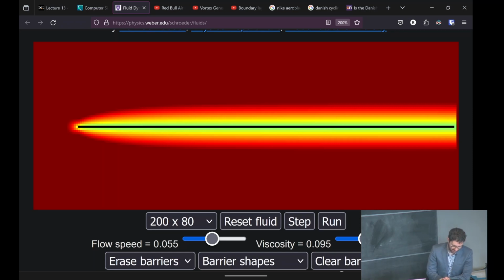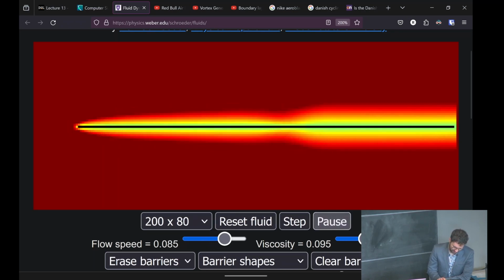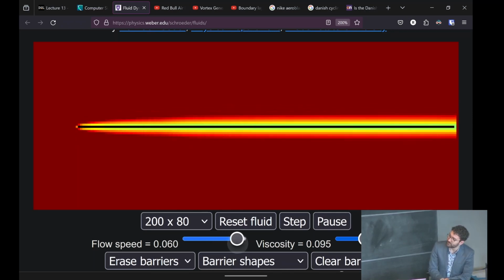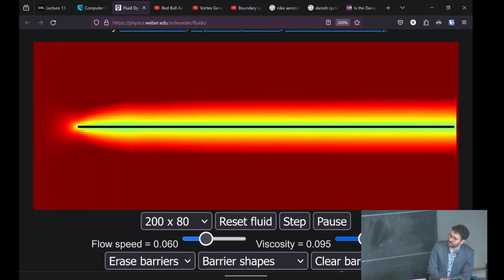It gets thinner, right? Okay, so I'm going to do that now. Okay, so it started there. As I increase the flow speed, the boundary layer gets thinner. See? I'm moving this slider down at the bottom. So with a slower flow speed, we have a thicker boundary layer.